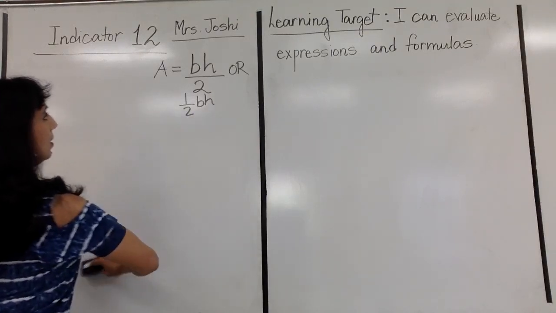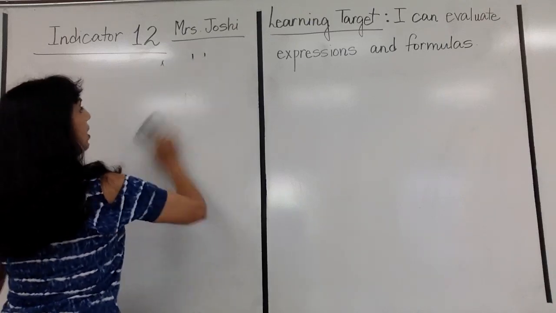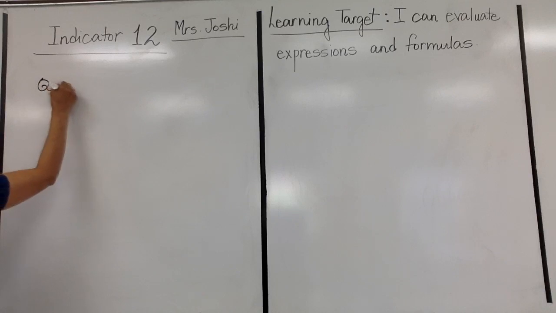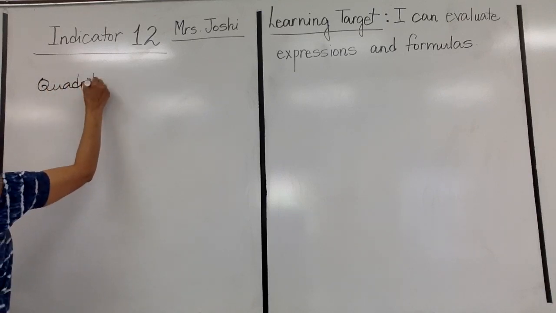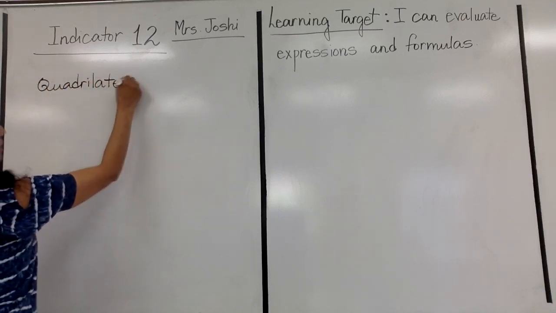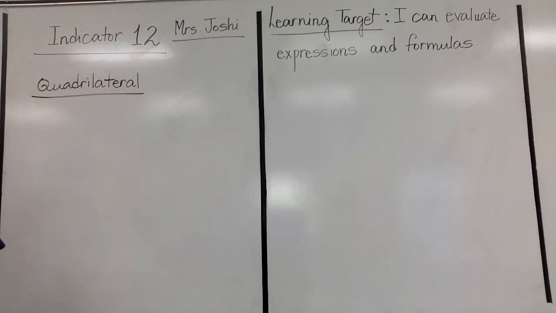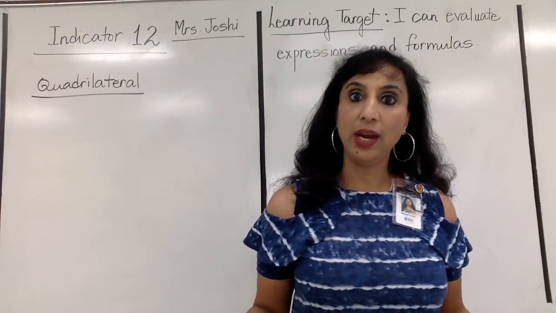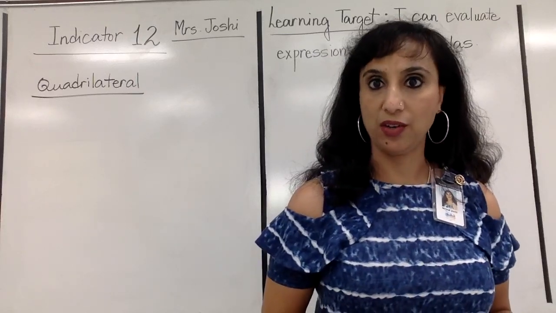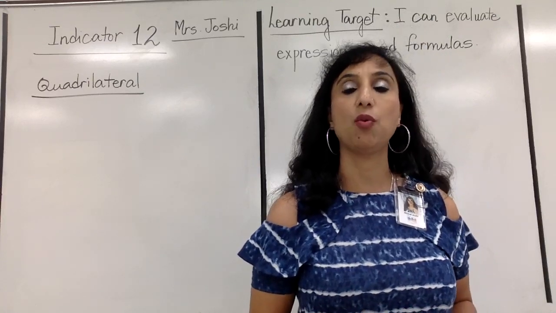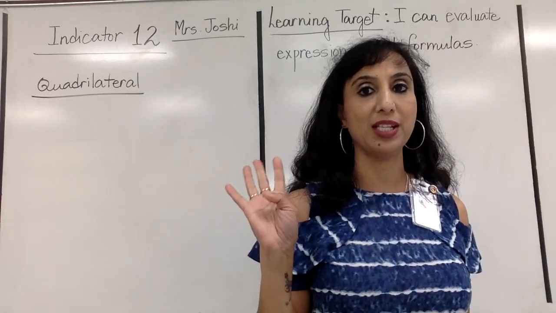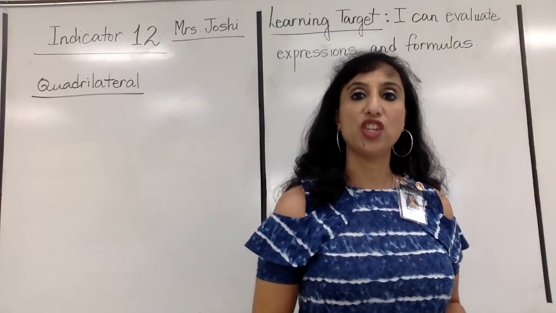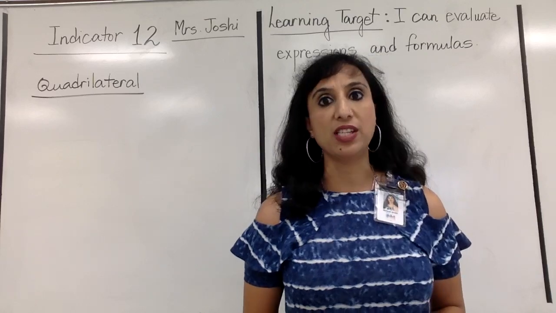All right. So whenever I say quadrilateral, immediately students just say square. But square is just one type of quadrilateral. Okay, there are several types of quadrilaterals. When I say quadro, the quadro means 4. So a quadrilateral is a polygon, a 2-dimensional shape, which has 4 different sides.